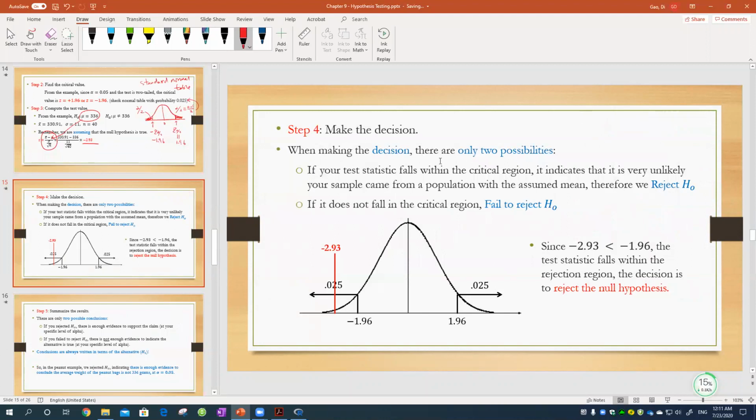And then we need to make a decision. When making the decision, there are only two possibilities. If your test statistic falls within the critical region.